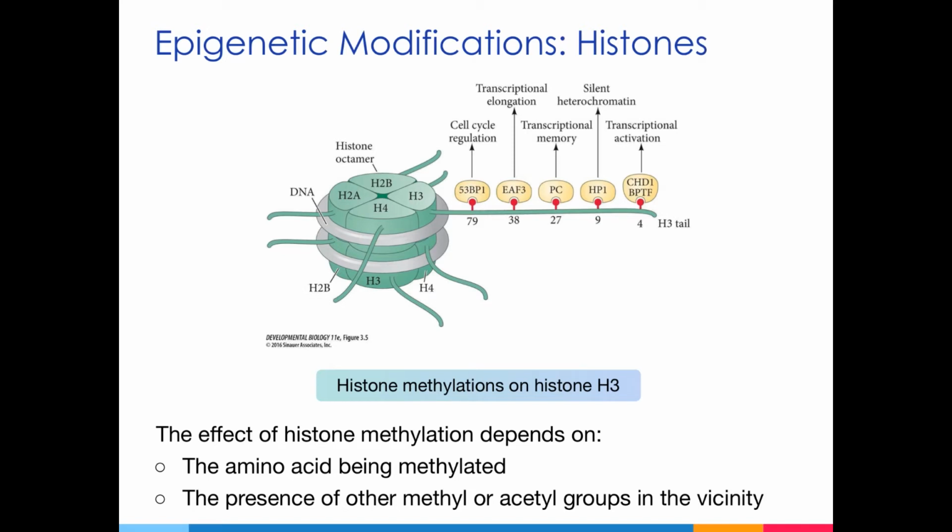For example, the addition of a methyl group to lysine number 4 of histone 3 promotes the destabilization of the nucleosome so that the chromatin becomes more loose or euchromatic. And so this type of methylation is associated with transcriptional activation. Methylation of lysine 9 on histone 3 has the opposite effect. It promotes the stabilization of the nucleosomes so that the chromatin becomes more tight or heterochromatic. So this type of methylation is associated with transcriptional repression.